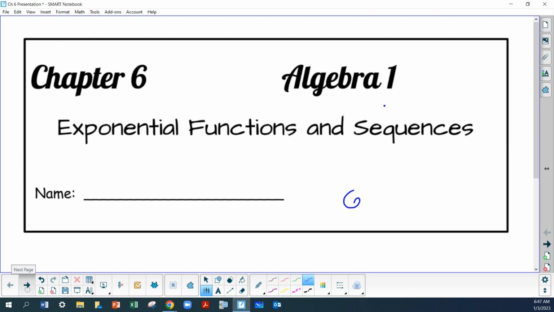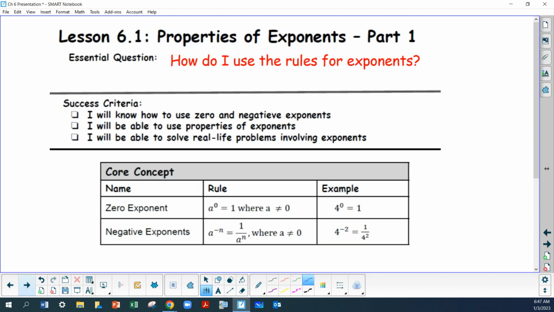So here we go. Lesson 6.1 is about the properties of exponents. Our essential question today is, how do I use the rules for exponents? We're going to hit about 5 or 6 rules today. The first ones that you can see are right here. We're going to learn to use the zero and negative exponents.